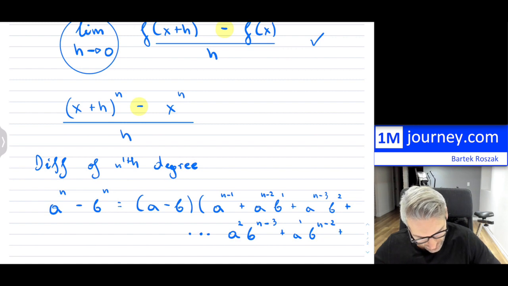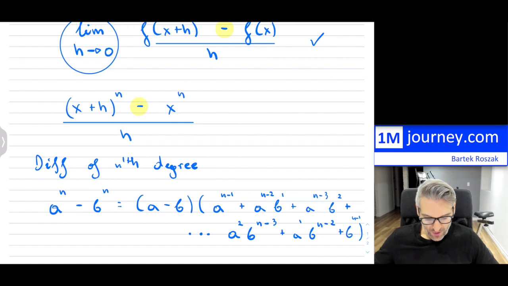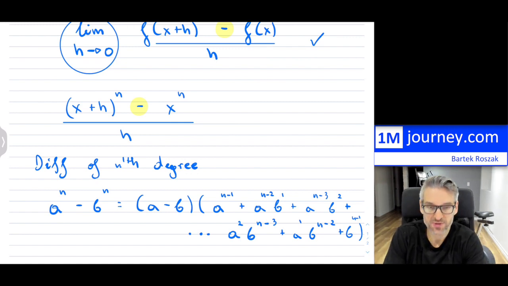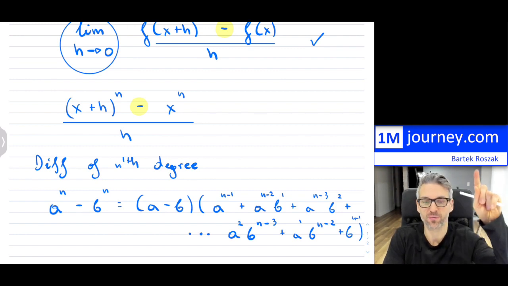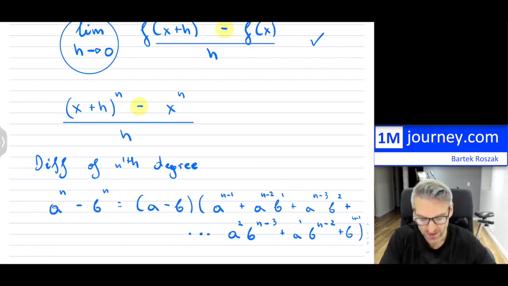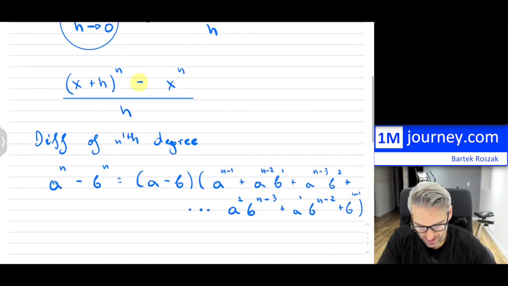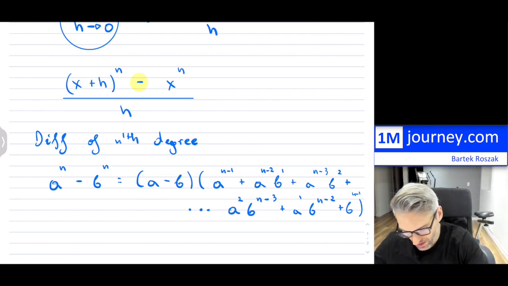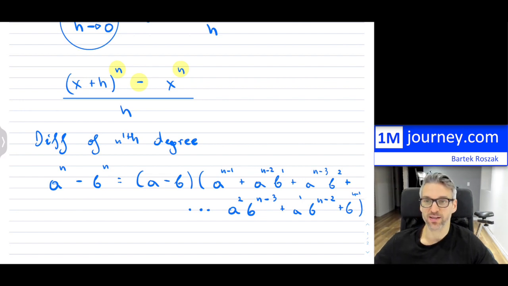And then finally, this is going to be b^(n-1). So now, remembering this, I did a video exactly on the difference of squares, cubes, and the nth degree all in one video. I'll put up a link above if you want to see that proof. Now, why do we need this particular trick? Because we have an nth degree difference in between.